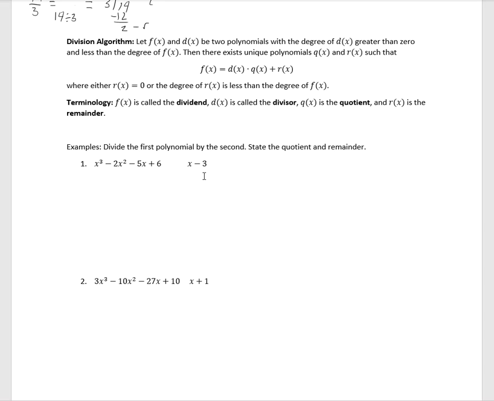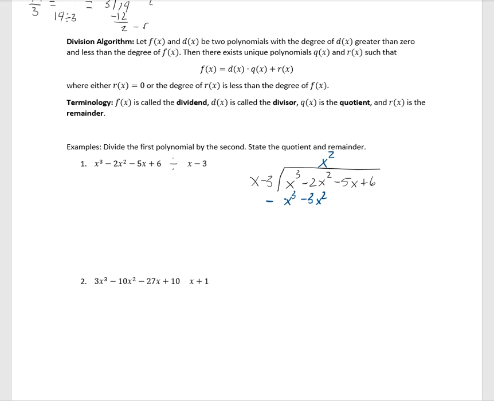Let's divide. Divide the first polynomial by the second. So we will have x to the third minus 2x squared minus 5x plus 6. And we will divide that by x minus 3. So I ask myself, what do I multiply x by to get x cubed? Well, that's going to be x squared. So let's multiply it. X squared times x is x cubed. X squared times a minus 3 is a minus 3x squared. Right, just like we multiplied 3 times 4 and got 12.